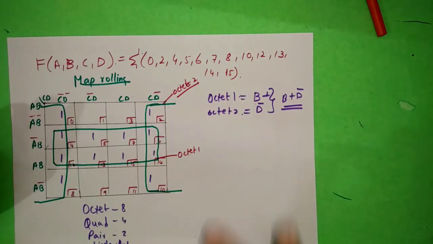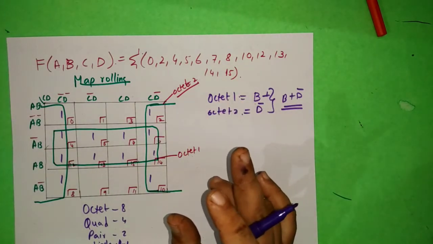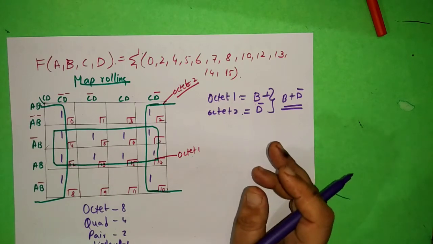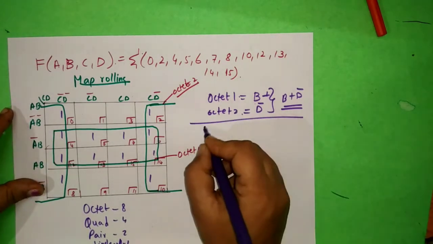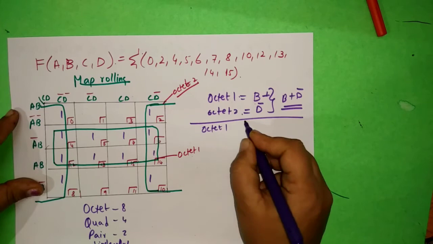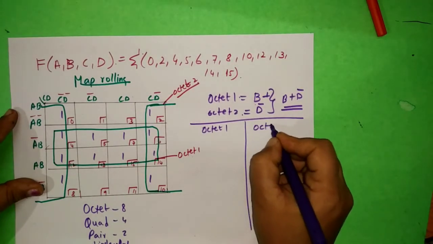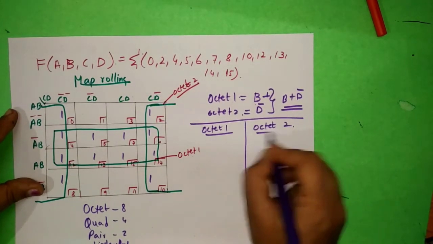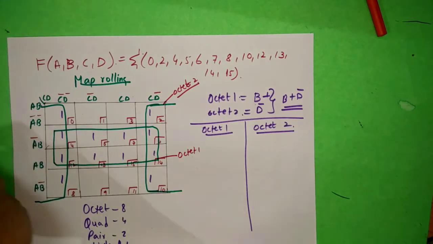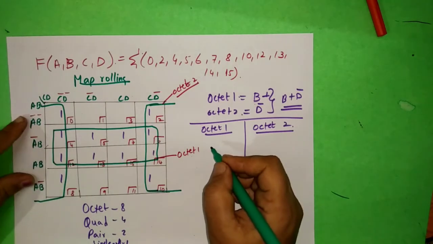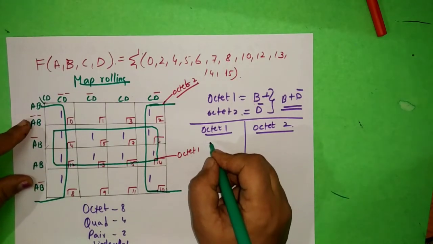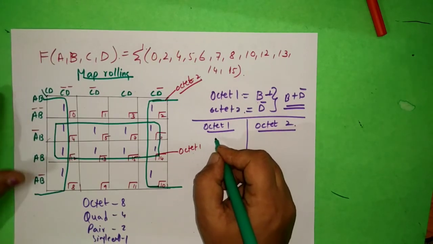You have to solve the complete problem. So then only you get marks. So for this, what will you write? Now we will check whether what we have got is correct or not. So here you have octet 1 and octet 2. Okay. So I'm going to write the value here. Is it clear? So I'm just going to write the value here.